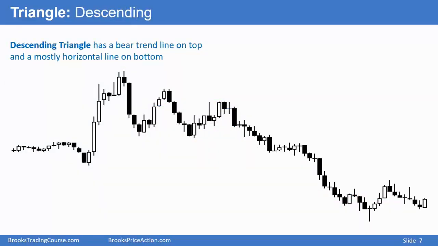A descending triangle, the bottom of the channel is flat and the top of the channel has lower highs, a bear trend line. Reversal down, reversal down, reversal down here or here, so it's a triangle. I have 3 pushes down. That means there are always at least 2 pushes up.